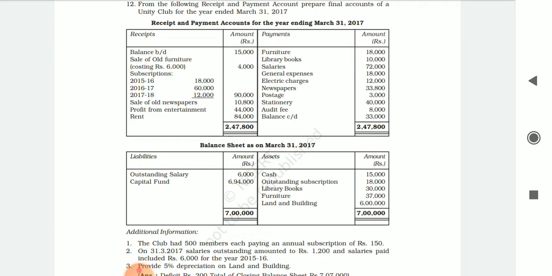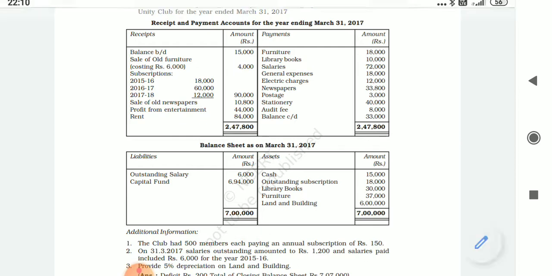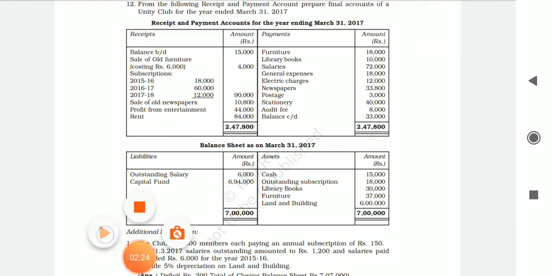Then furniture, library books are assets. Furniture asset, salary, general expense, electric charges, newspaper, postage, stationery, audit fee, they are expenses. Okay. Then balance brought down. Then this is the opening balance sheet. Opening balance sheet means previous year's balance sheet.